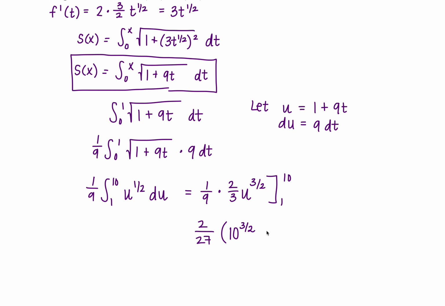Then plugging in a 1, 1 to the 3/2 is going to just be 1. So we have 10 to the 3/2 minus 1. And actually, we can leave it just like that, because that 10 to the 3/2 is not going to clean up anymore. And there we go.